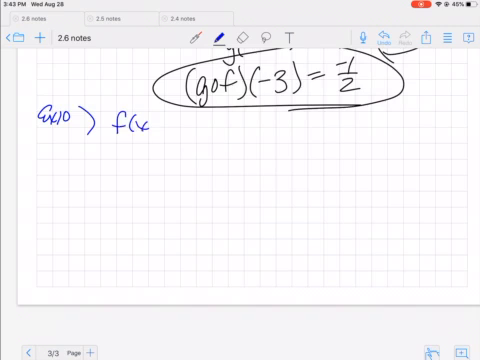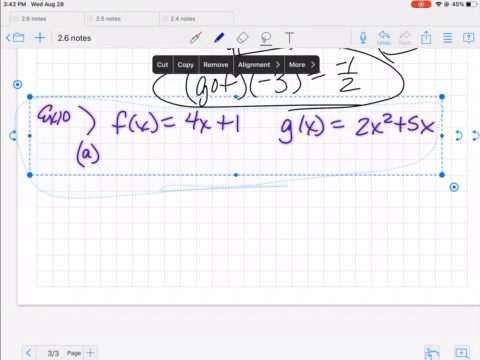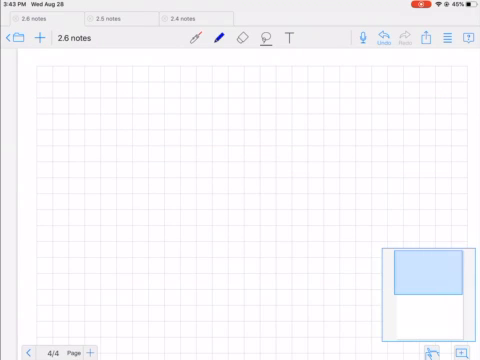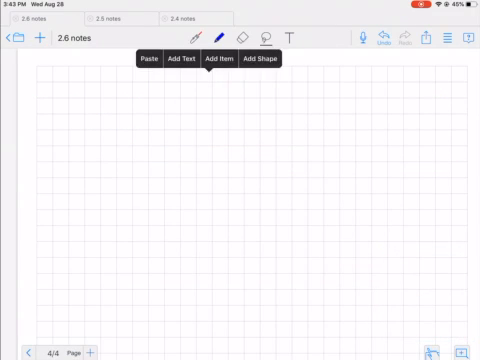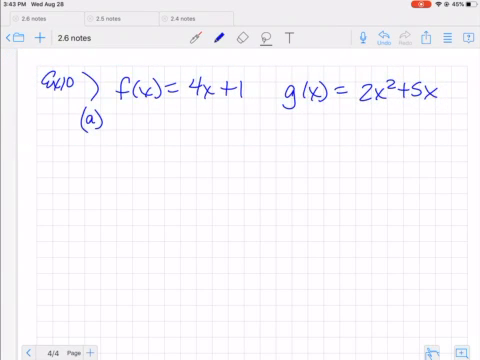I have f of x is equal to this 4x plus 1, and g of x is equal to 2x squared plus 5x. The first thing that we want to do here is I'm going to move this to this second page, actually. I'm going to cut it because I'm going to be jamming it down there. So it'd be better if we just had it all on this top page. Okay. Ooh, I love technology.